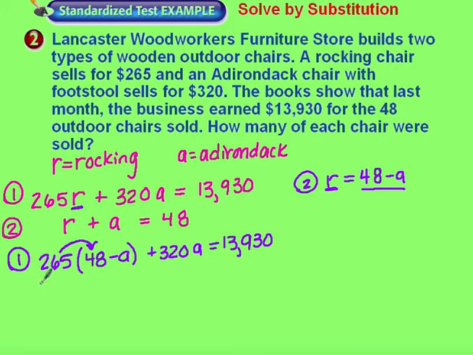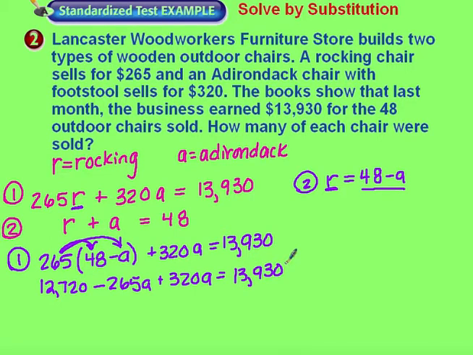And that's going to give me 12,720. Then I have 265 times negative a is negative 265a plus the 320a is equal to 13,930. All right, so now I have one equation and one variable that needs simplified. So I'm going to combine these two like terms. Using my calculator, I'll take negative 265 plus 320, and that's going to give me a positive 55.